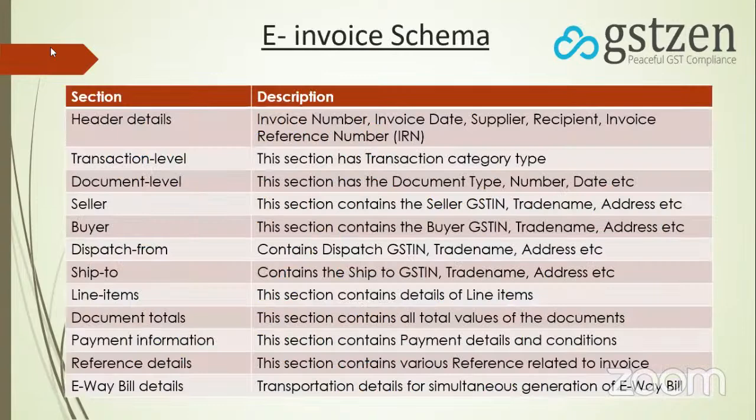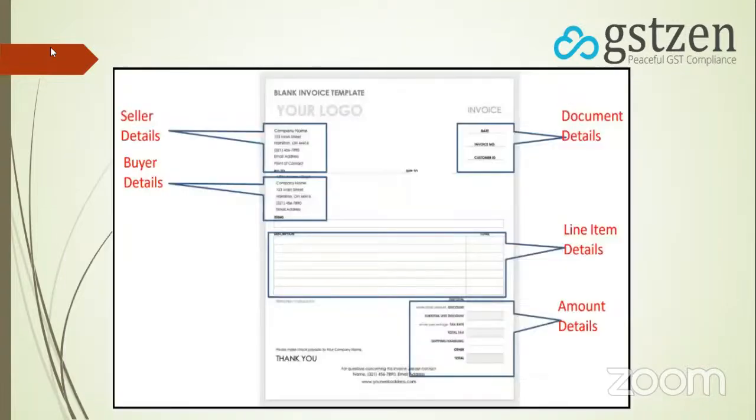So this is the e-invoice schema. There are some mandatory sections, then there are some optional sections. Sections such as seller details and buyer details, which contain the GST number, the state, and address, are mandatory for e-invoicing. Similarly, document details, line item details, and the amount details, that means your total CGST, SGST, and total amount of the invoice. These sections are all mandatory for e-invoicing. For each invoice, this information has to go.